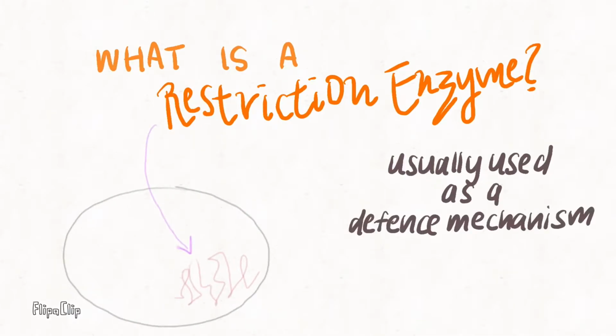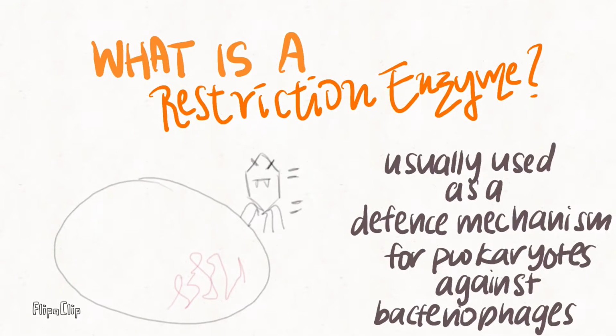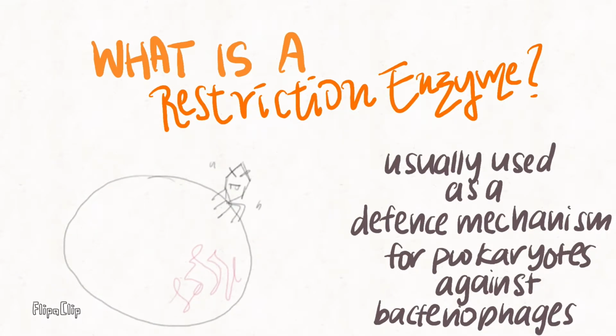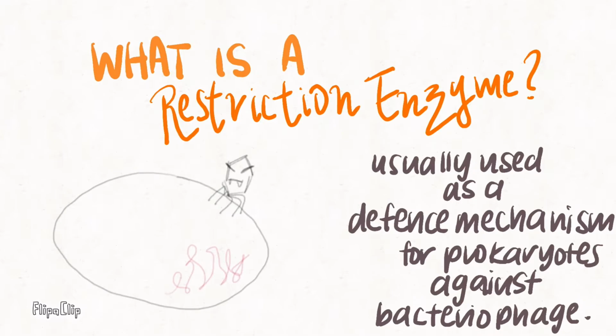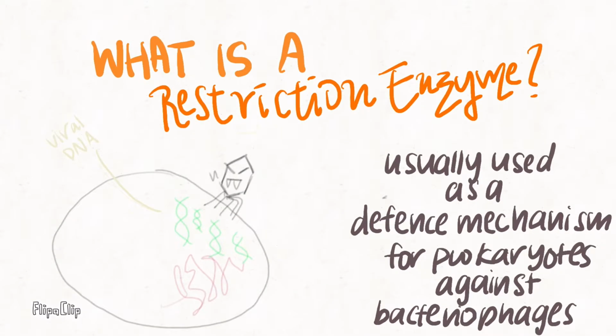Restriction enzymes are usually used as a defense mechanism for prokaryotes to go against bacteriophages. Let's say that the bacteriophage is having a bad day and decides to attack this poor E. coli bacterium with its viral DNA. So how shall the E. coli bacterium deal with it?